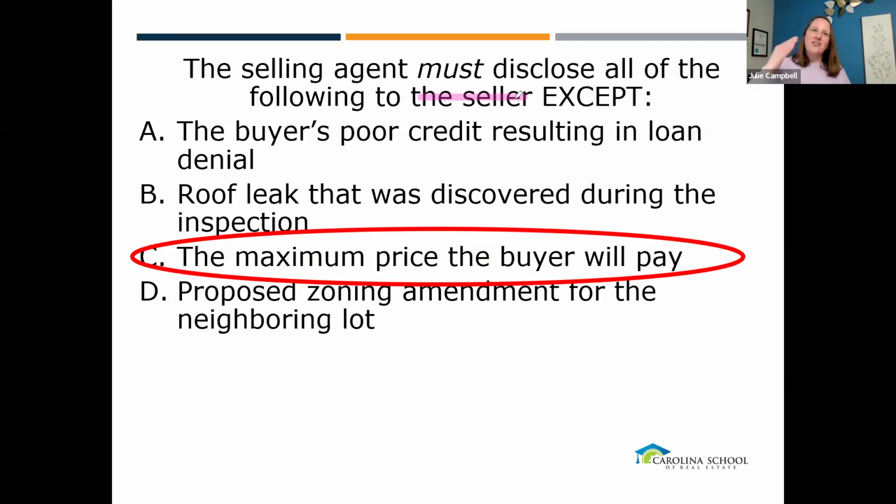Questions on this one? Again, you guys, hopefully this is helping you see things. Like we said, every single word matters. If this said listing agent, this would be a whole different answer to it, right? We'd have more than one. So the words matter, the roles matter.